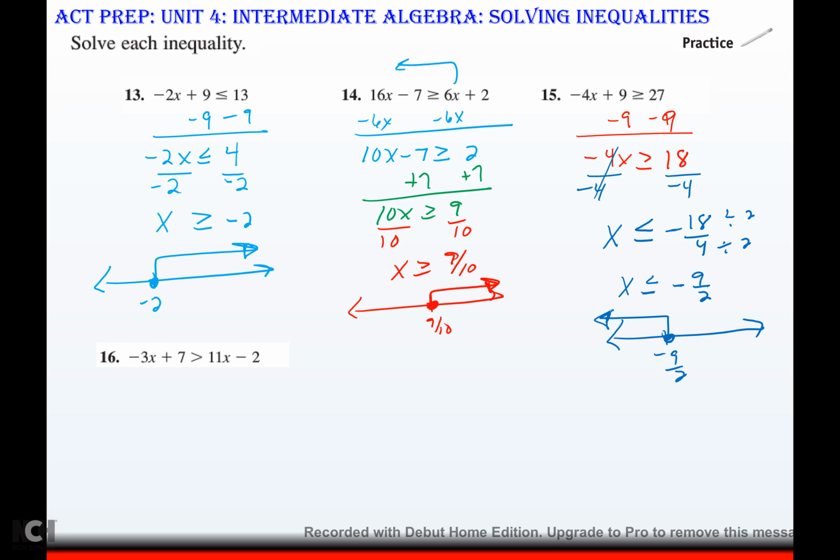Alright, and on 16 I have x's on both sides. I'm going to go this way just because I always do. I know a lot of people will move the negative because they don't like negatives, but I just always go the same way. So I'm going to minus 11x, minus 11x.